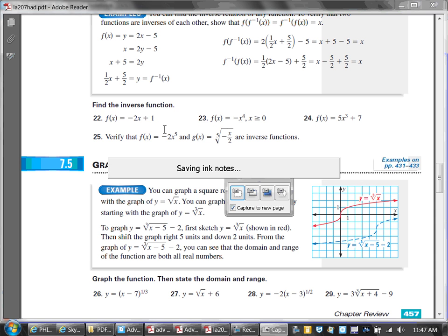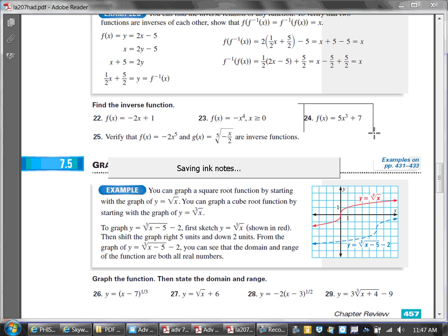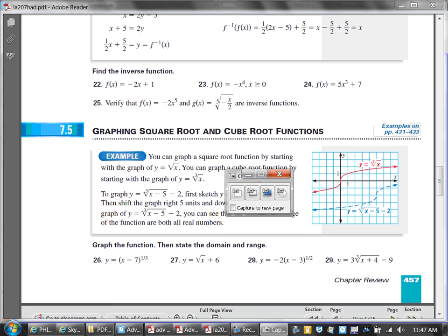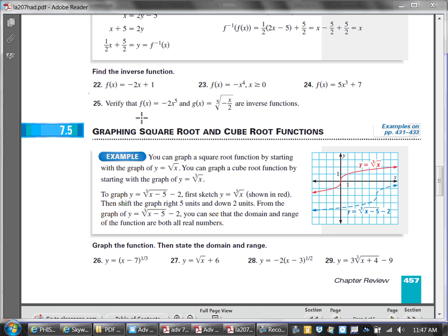All right, here's what I'd like you to do. I would like you to find the inverse of this one, and then I want you to verify that the other two are inverses. Do you remember how to verify that they are inverses?